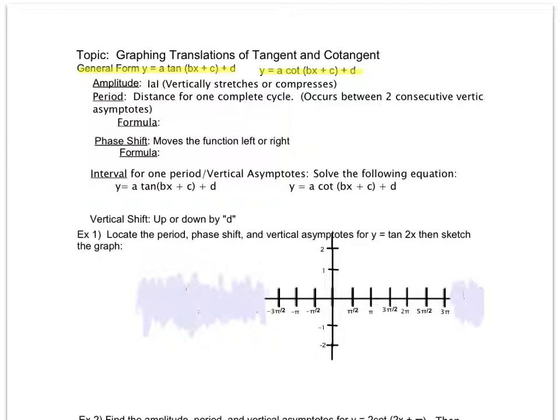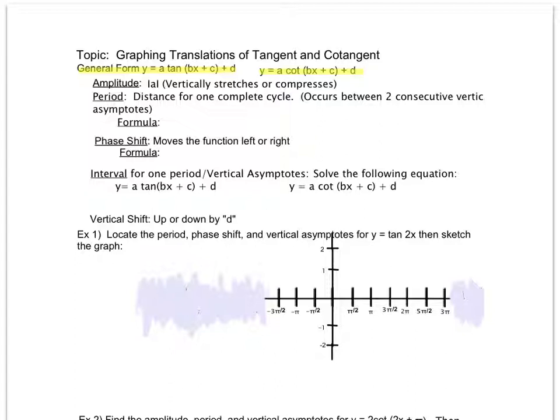Once again, we're going to look at amplitude. Amplitude is still going to be vertically stretching or compressing, and it is going to be the absolute value of a. Amplitude is harder to recognize with tangent and cotangent. The graphs don't look as different, since I'm just pulling up faster as opposed to taking that curve and smashing it down or pulling it up.